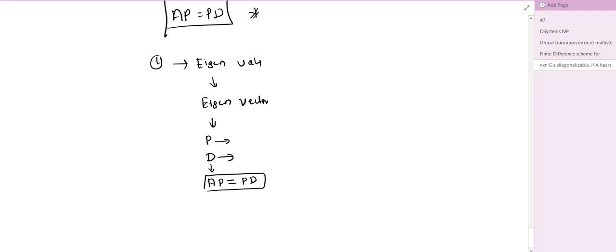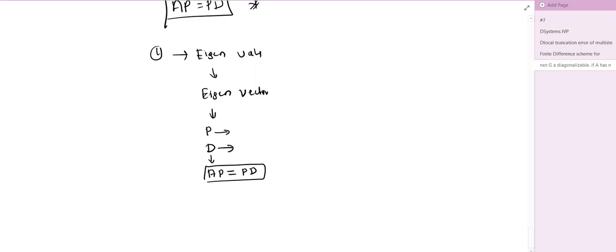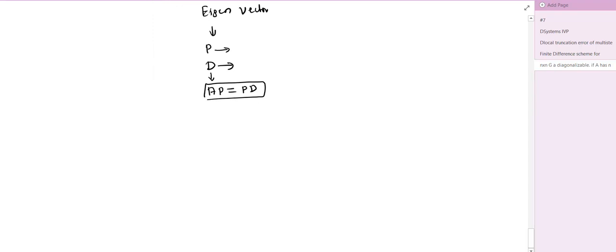Not necessarily every matrix has a diagonalization. So maybe in the next example we will see for some matrix the diagonalization is not possible, how it is not possible, and how exactly we will go with those things, that we will be discussing in the next example.